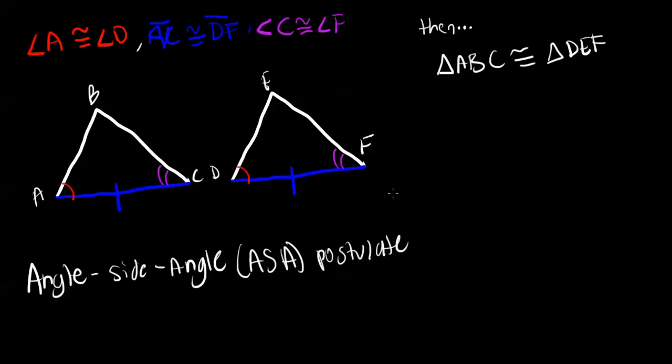So here in our example, we can see that first we have two congruent angles. Angle A is congruent to angle D, and then angle C is congruent to angle F, and then the included side. When it says included side, that means the side in between the two angles. And here you can see the side in between angle A and C, which is side AC, is congruent to side DF. And because of this, we can come to the conclusion that triangle ABC is congruent to triangle DEF.